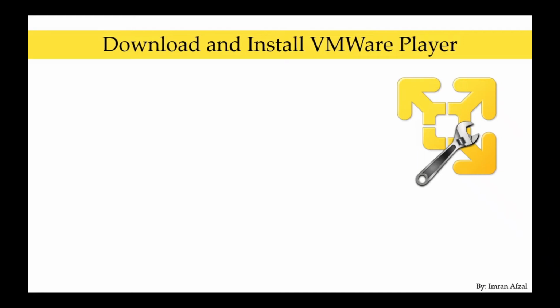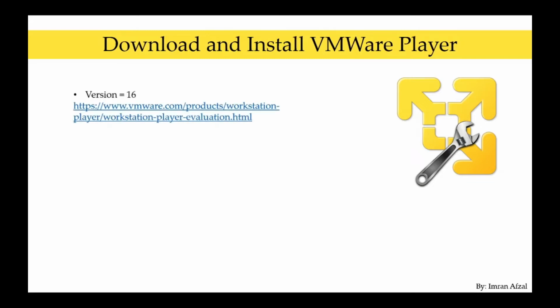Hey everyone, in this lecture we are going to download and install the VMware Player. The version we will be using is the latest version as of right now, which is version 16. You could install any latest version, depending on when you are going through my lectures. It may be that the latest version is 19 or 20, but it does not matter whichever version you install, as long as it is compatible with your operating system.